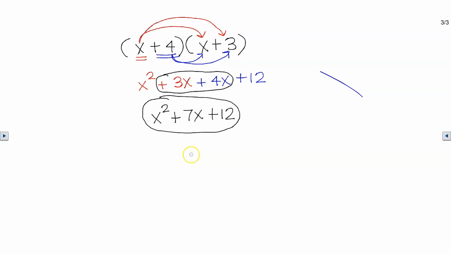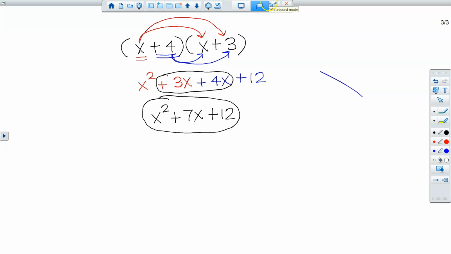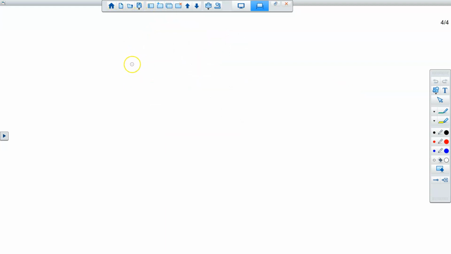So every single multiplication problem is going to work in this way. Every term in the first polynomial is going to get multiplied by every term in the second polynomial. And then at the end, after all the multiplying is done, we see if we can combine like terms. And notice again how this is just distributive property and product rule. That's all we're using. All right, so let's try another one.